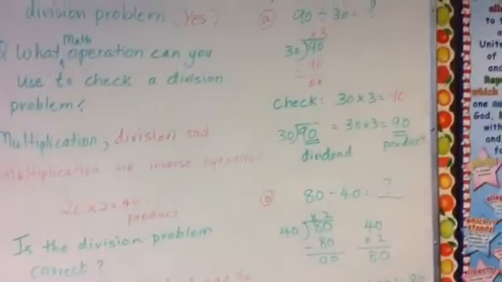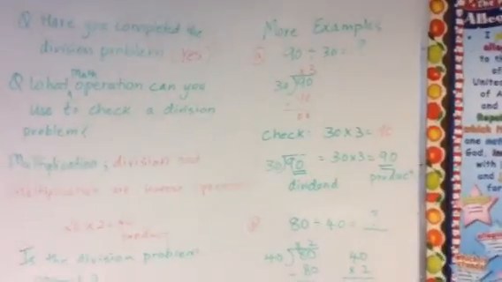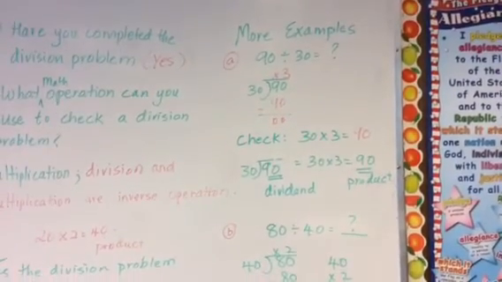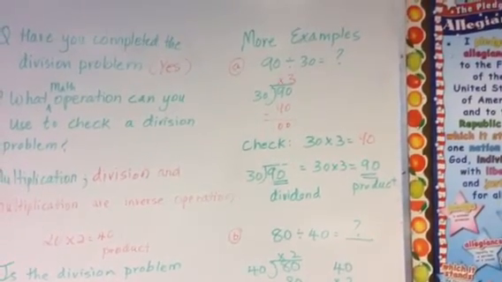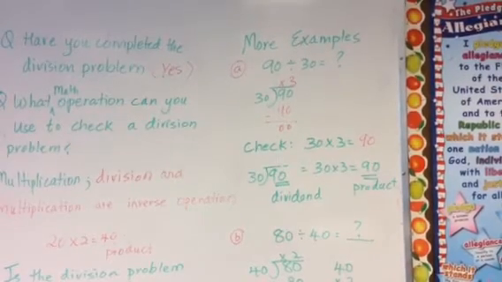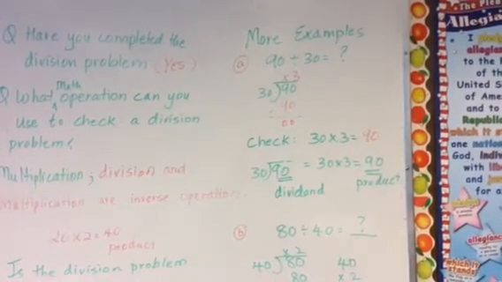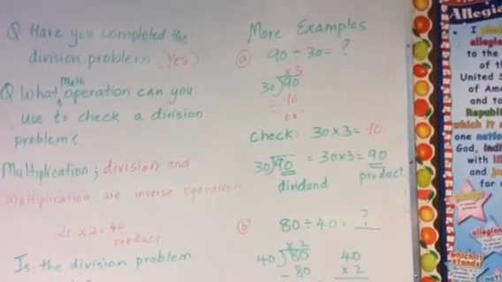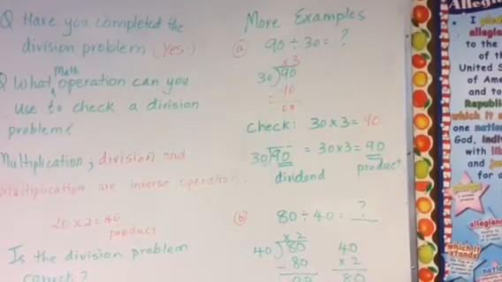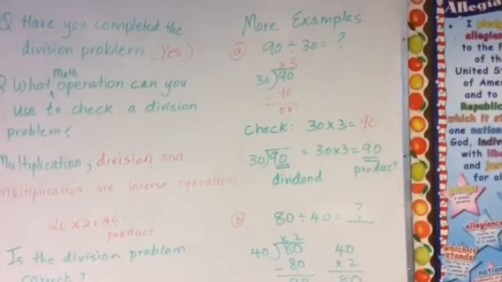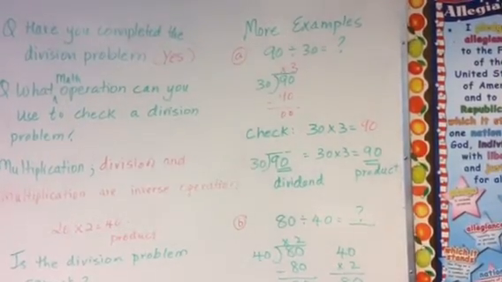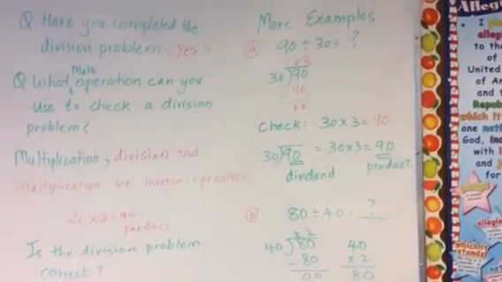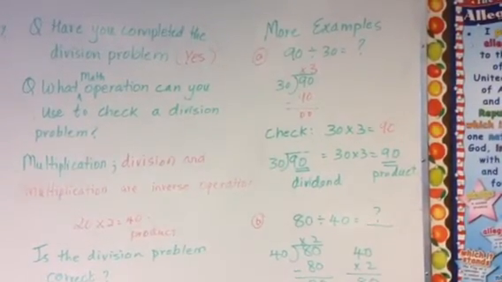A few more examples. 90 divided by 30. Same thing, you have to put an x on top of the 9, which is the tens place, because 9 tens is not enough for 30 to divide into. So we have to change the 9 tens into 90 ones. So now 30 will go into 90 ones 3 times. 3 times 30 is 90. And so the answer is 3. The quotient is 3. So the dividend is 90 and the product is 90. And so the answer is correct.